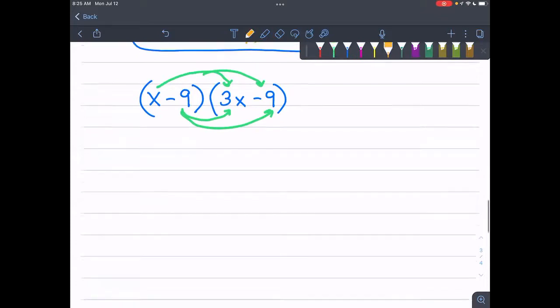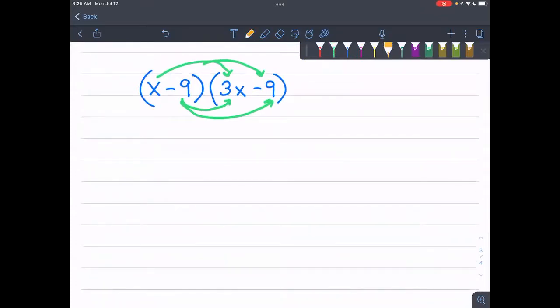So x times 3x, we just did that on the last one. 3x squared. x times negative 9, negative 9x. And then moving on to the middle. So we're done with x. Now we're moving on to the negative 9. Negative 9 times 3x, negative 27x. Then we're doing negative 9 times negative 9, positive 81.